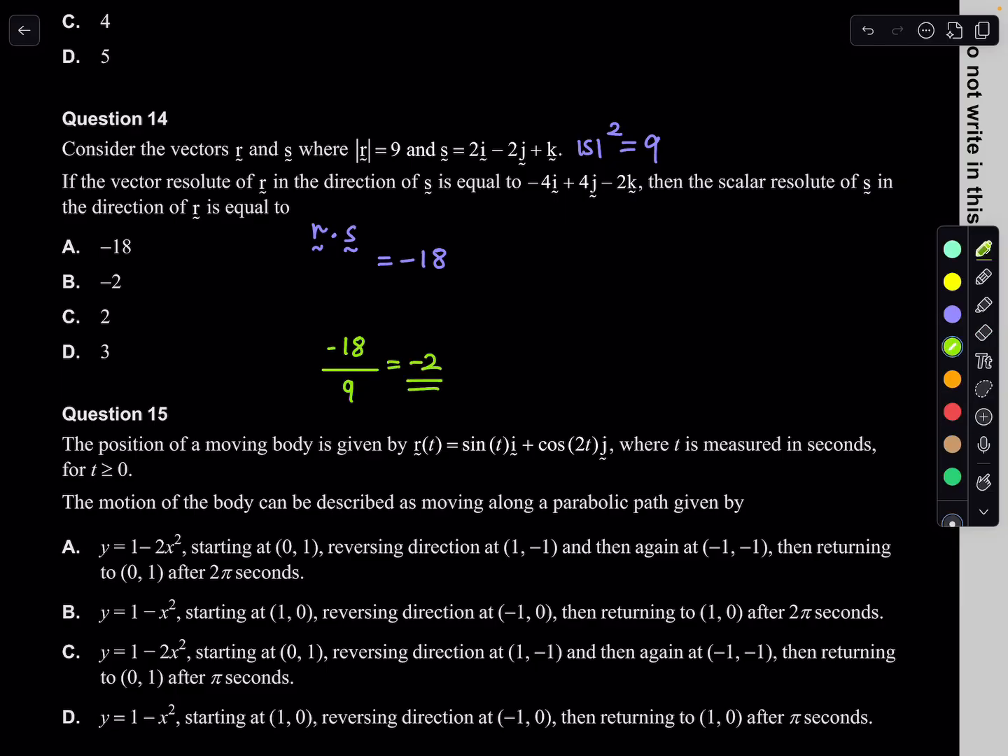That is your scalar product, basically, the scalar resolute in the direction of r. Yeah, negative 2. So choose B. Really not a bad question, but yeah, you can easily make some mistakes with this one. So just be careful. Let's look at the next question.